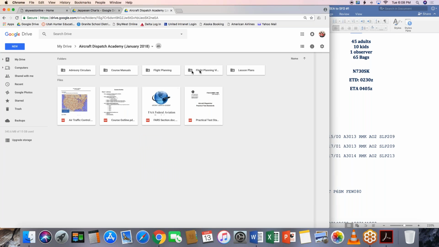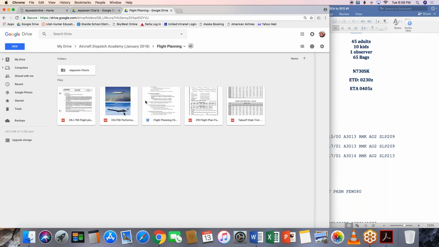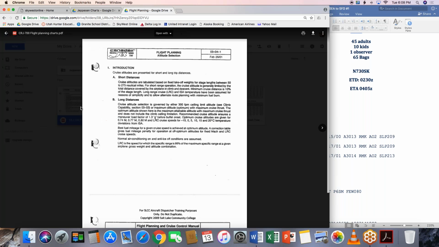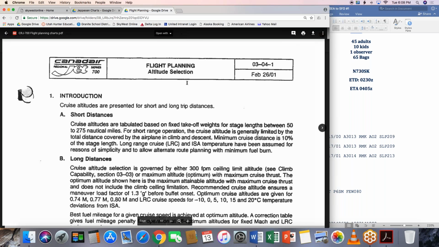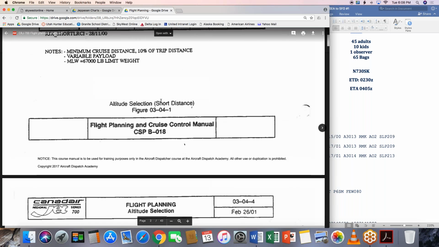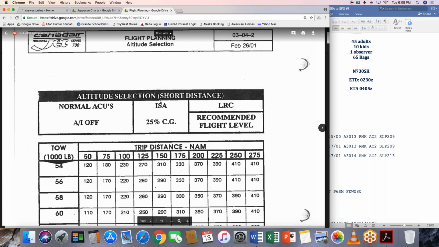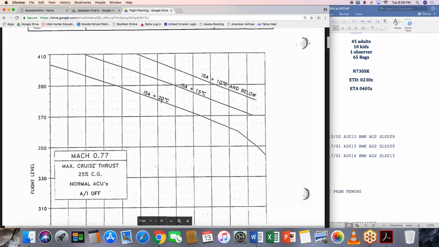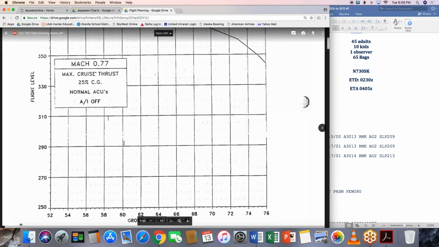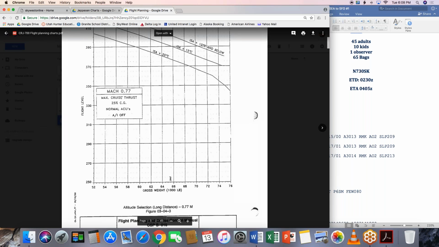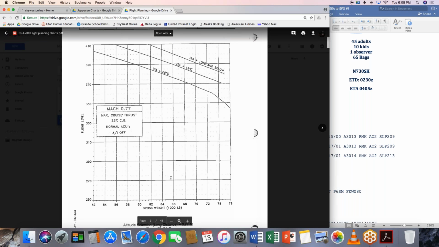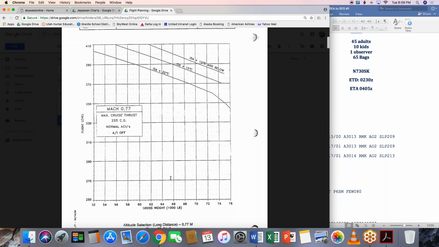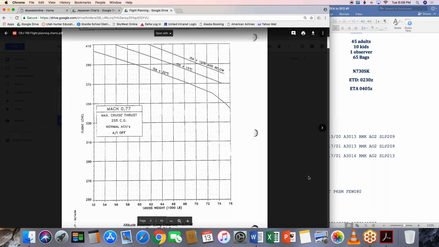So if we come in here to our flight planning stuff, there's this section here, flight planning altitude selection, okay? We're gonna use this spaghetti chart here. You guys remember using this chart? Last, what was it, 2 weeks ago? Anyways, okay, so what we're going to do.